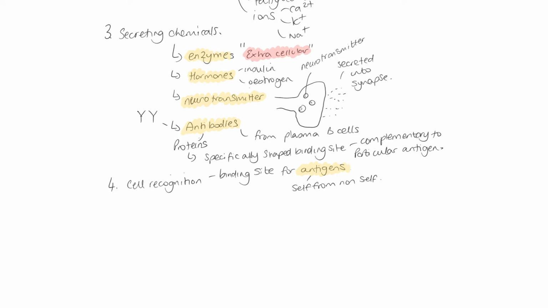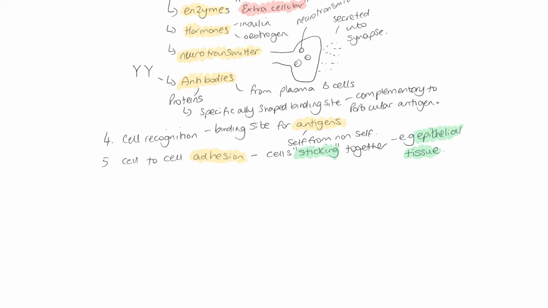Number 5, cell-to-cell adhesion. In this context, adhesion means cells sticking together to form tissues. So in most of the tissues in your body, bar perhaps your bloodstream, we need our cells to stick together in order to perform their function. For instance, epithelial tissue. All of your cells stick together in the epithelial lining of your body, and that's really important. You need all of your muscle cells to stick together in order to form muscle tissue. You need all of your skin cells to stick together in order to perform their function as skin. Number 6, hormone binding.